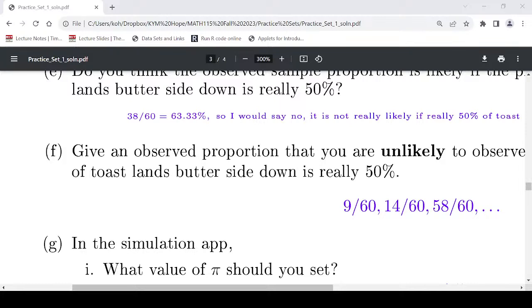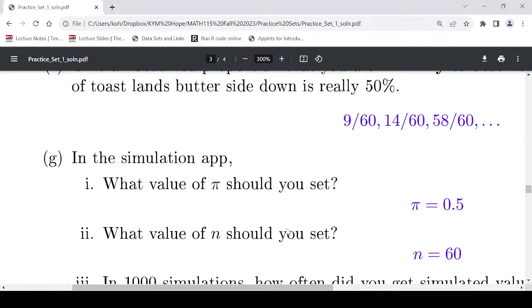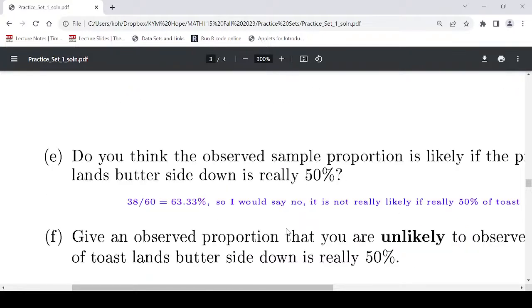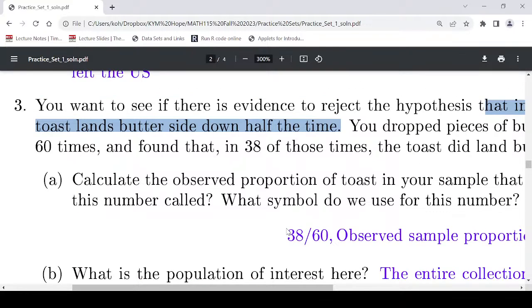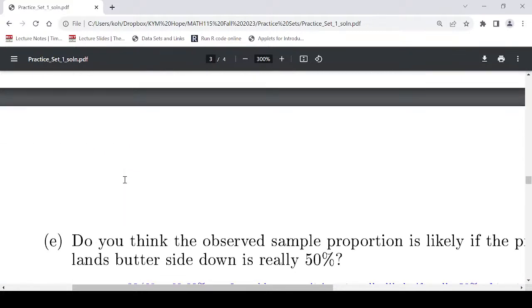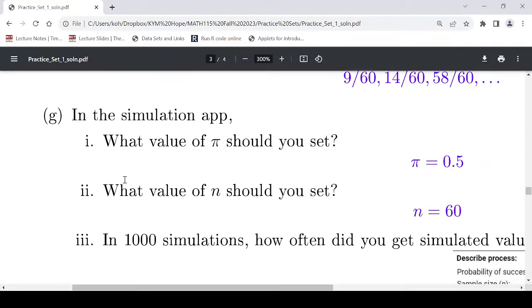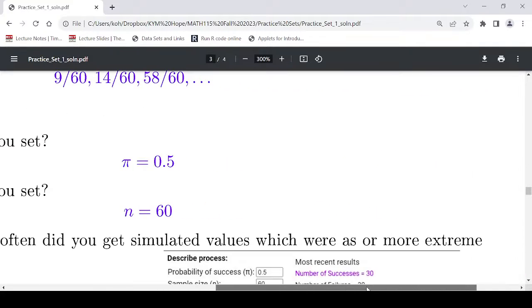Again, thank you, Grace. If you look at the answer in the chat, you should be setting pi equals 0.5 in the app. All right, because that's the status quo thing that you're trying to check. So pi, and I hope you know n should be 60, because that's the number of times we actually did the experiment. We dropped a piece of toast 60 times and we wanted to see how many times it lands butter side down. So you should be getting a picture like this.